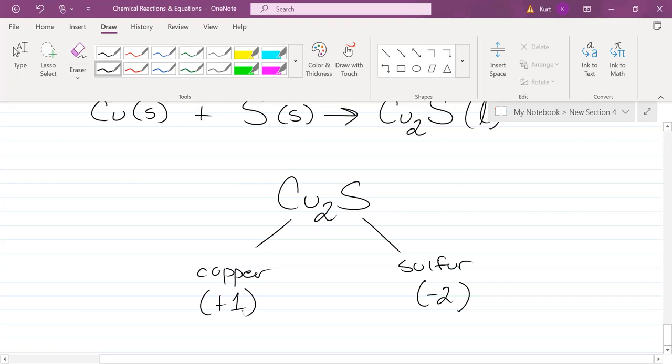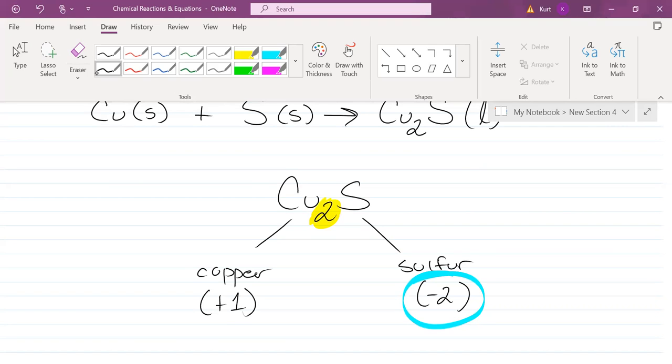So you should know that the anion has a -2 charge. You see that there are 2 of the cations, 2 coppers. So it takes 2 coppers to balance out 1 sulfur. 1 sulfur has a charge of -2, so each copper must have a charge of +1 to balance it out. All right.